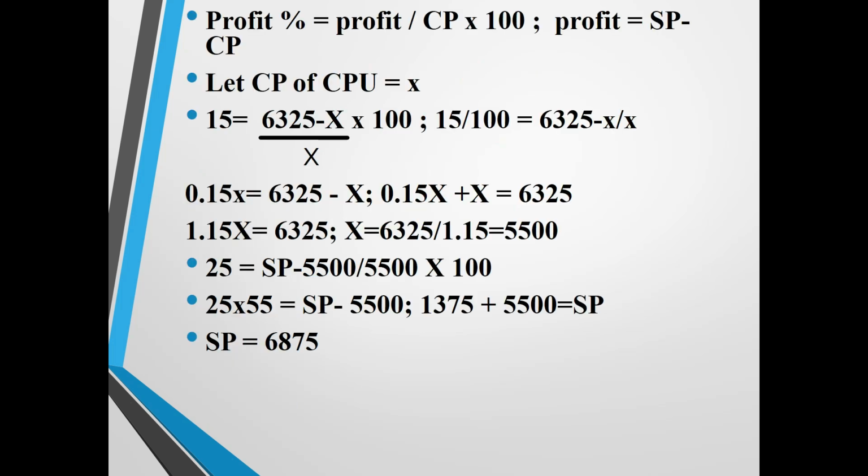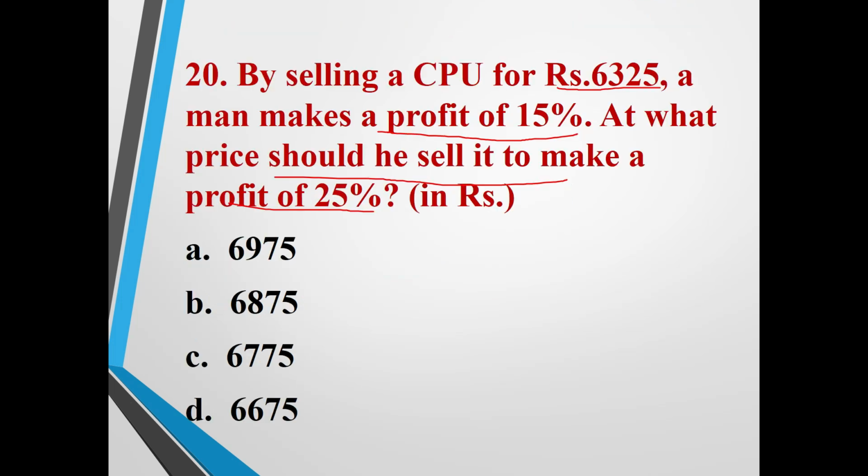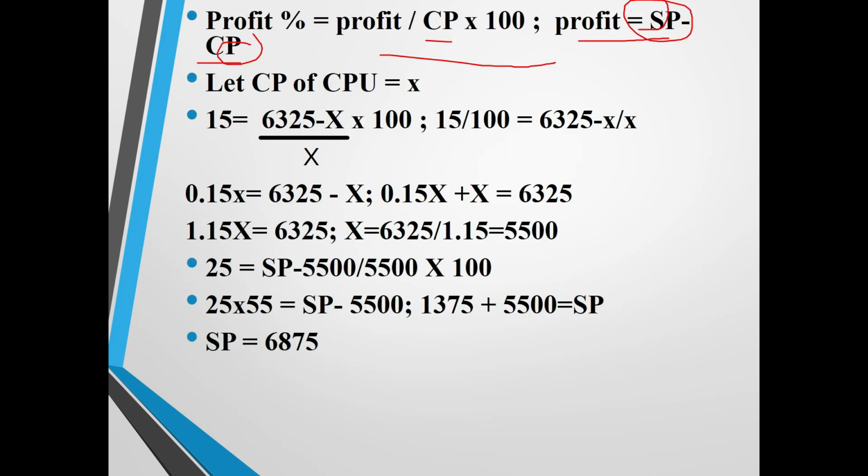So profit percent is equal to profit by cost price into 100. Profit is equal to SP minus CP. What is SP? SP is the selling price and CP is the cost price. So the formula will become profit percentage is equal to selling price minus cost price divided by CP into 100. In this question selling price is given but there is no cost price. So let us take cost price of the CPU as X.